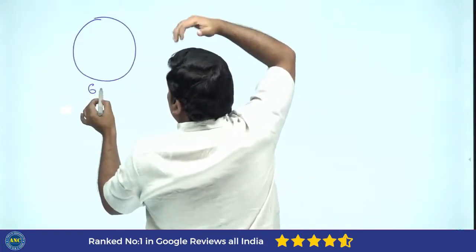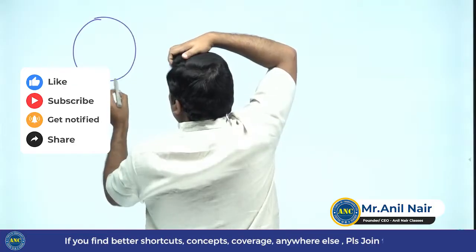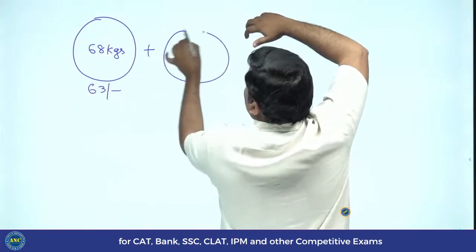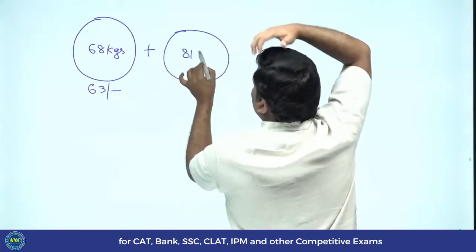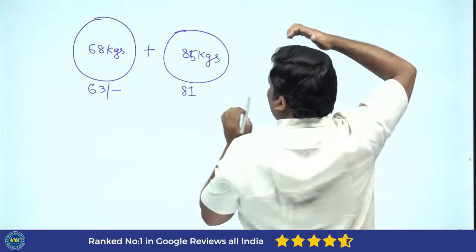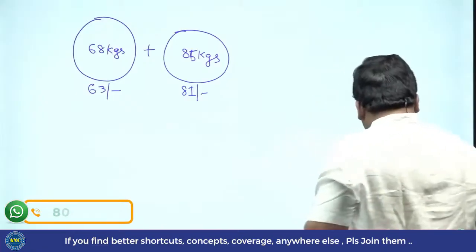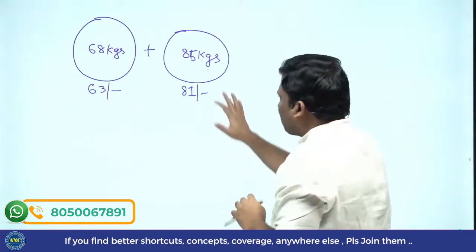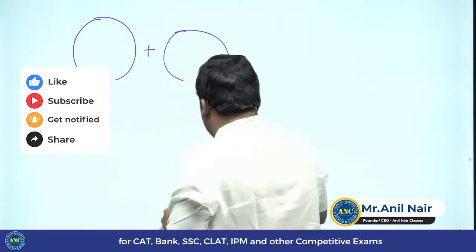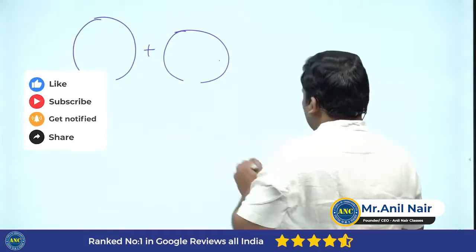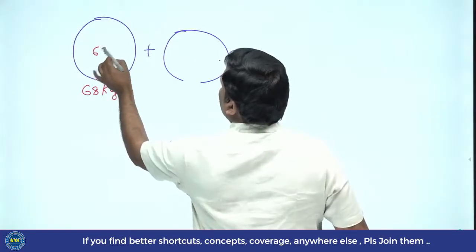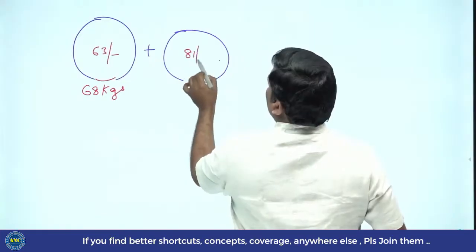68 kgs of rice costing 63 rupees is mixed with 85 kgs of rice costing 81 rupees. Is this the question? Sorry, I wrote it in reverse. That also can be done if the consumption is asked. I wrote it in brackets, this is 68 kgs. That also can be asked. It all depends upon the question. Because we are discussing the price, let me do it.